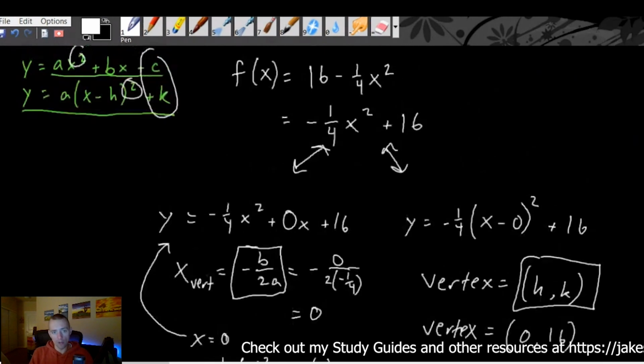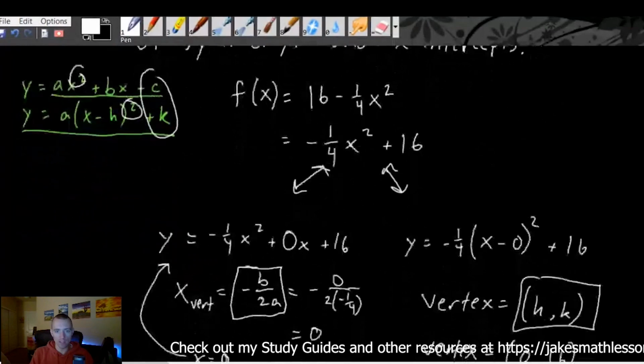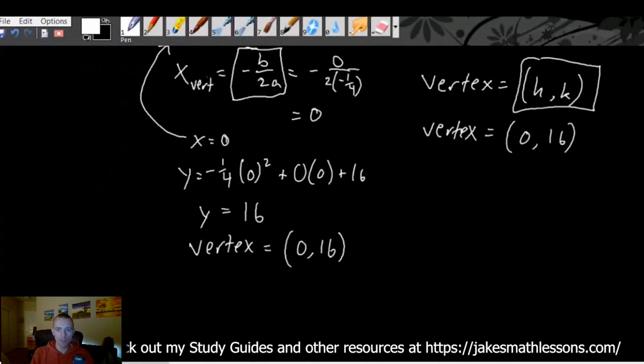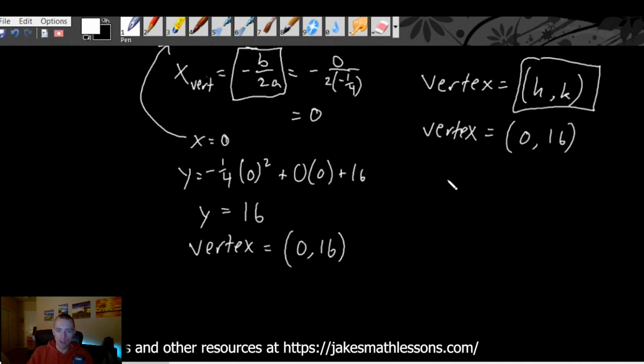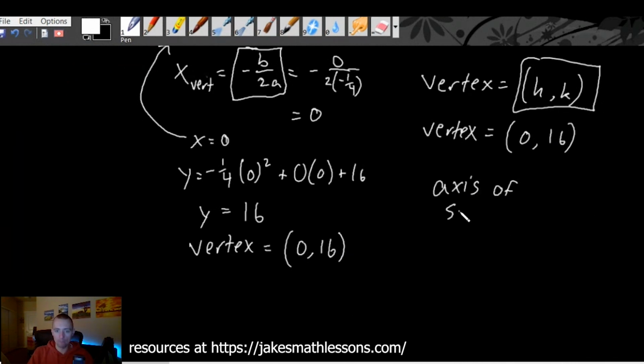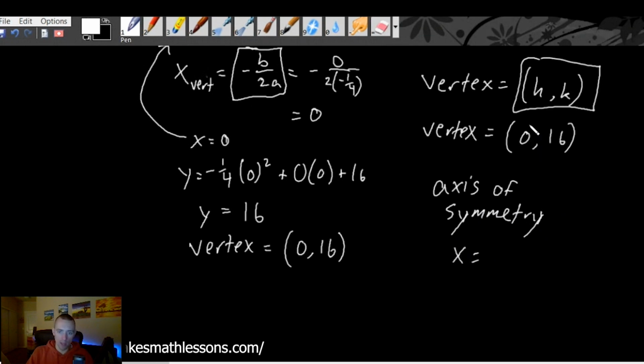So from the vertex, if we now want to look for the axis of symmetry, that's really just going to occur at whatever the x coordinate of your vertex is. So the axis of symmetry is just going to occur at x equals whatever the x coordinate of your vertex is. So x equals 0.